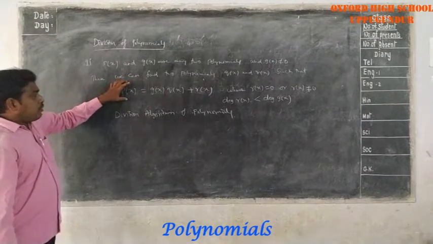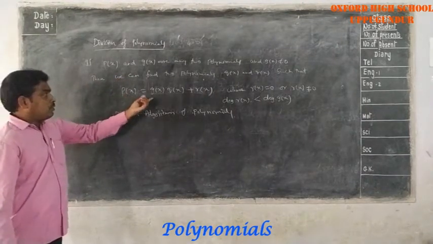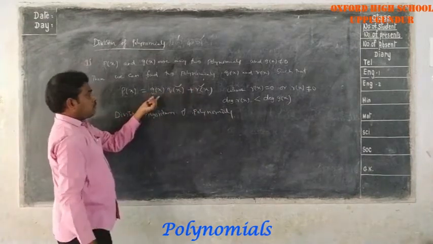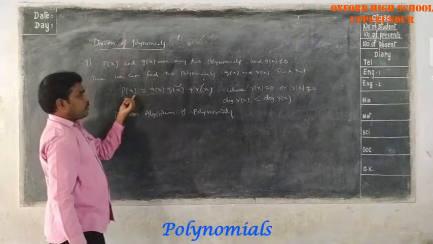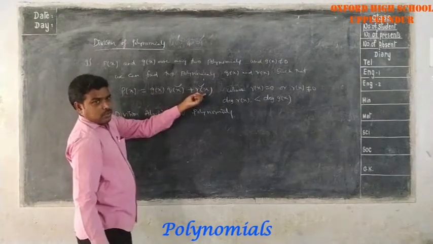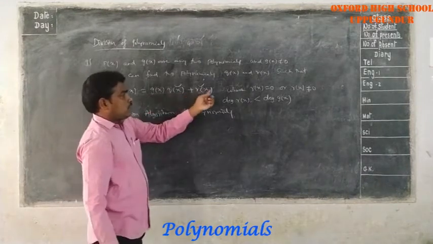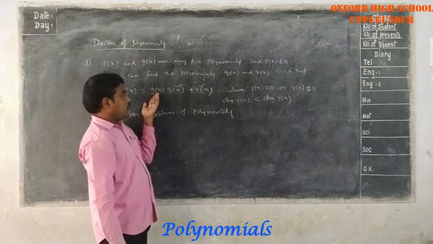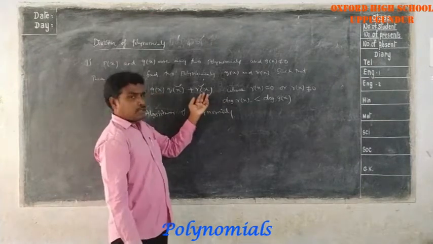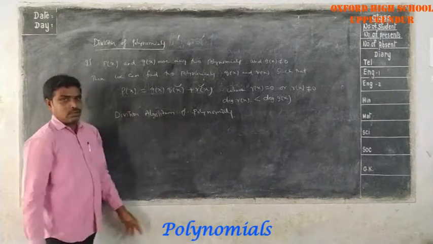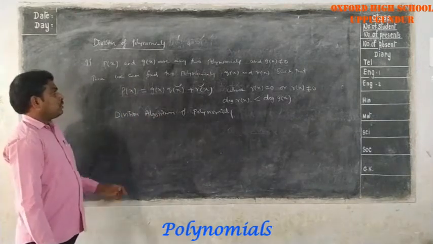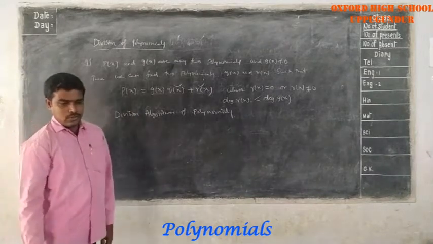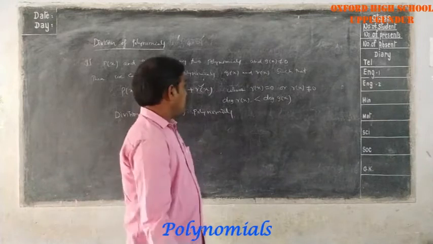If you take any polynomial and divide it by another polynomial, you will get a quotient and a remainder. If this polynomial is a factor of that polynomial, you will get remainder 0. Otherwise, you will get a remainder other than 0. The degree of the divisor is always greater than the degree of the remainder. Based on this, you have two problems in your exercise, so we will do those problems now.